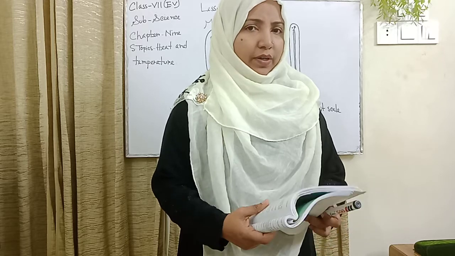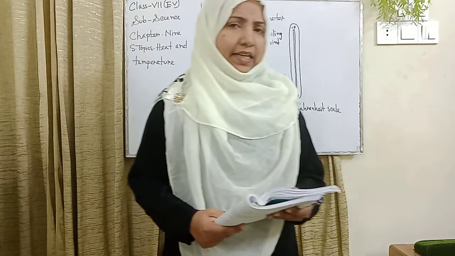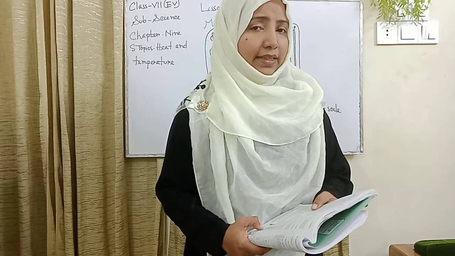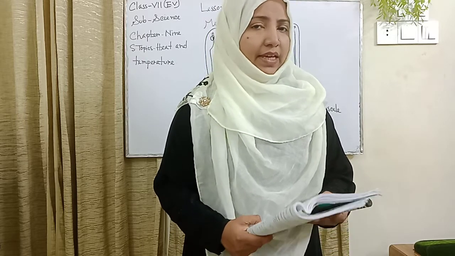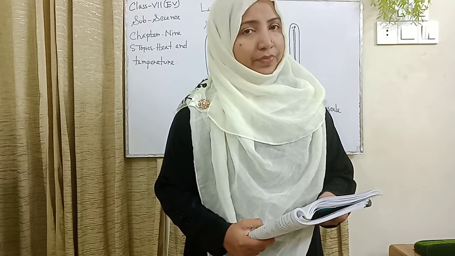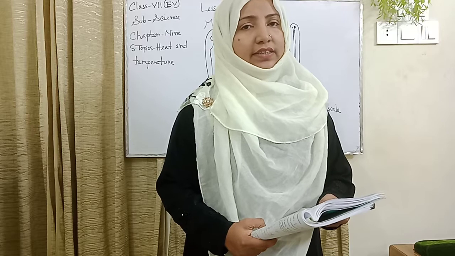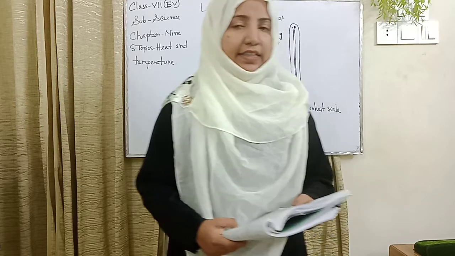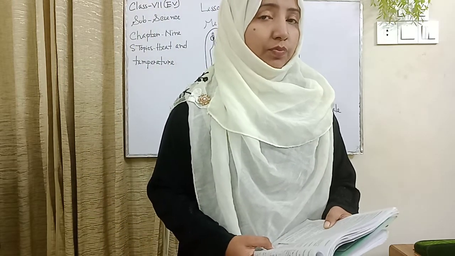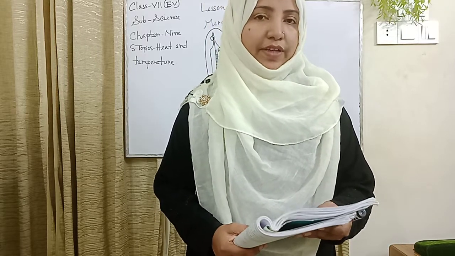Next, a very important topic is the measuring scale of temperature. Basically, there are two scales. One is the Fahrenheit scale and another is the Celsius scale. I will explain both scales and the differences between them. Please everyone see page number 102. This structure is very important: measuring a scale of temperature.